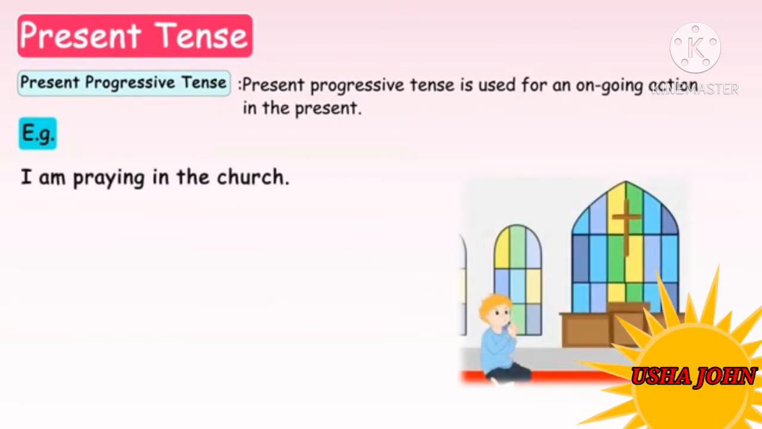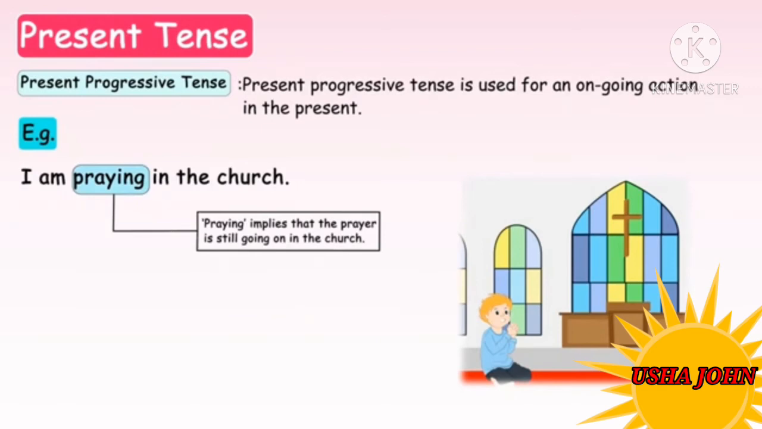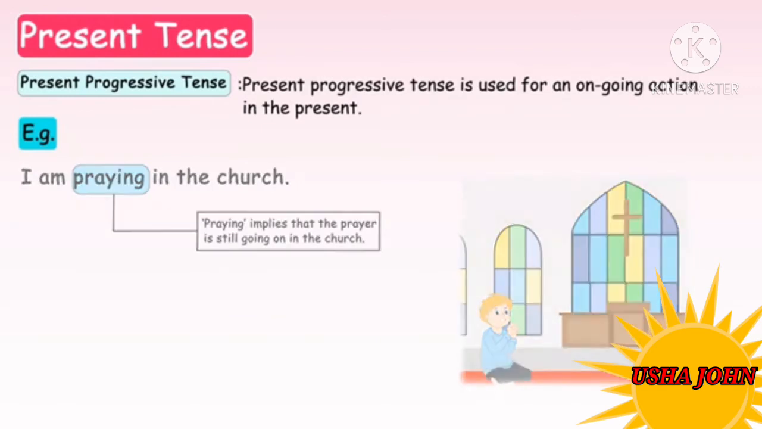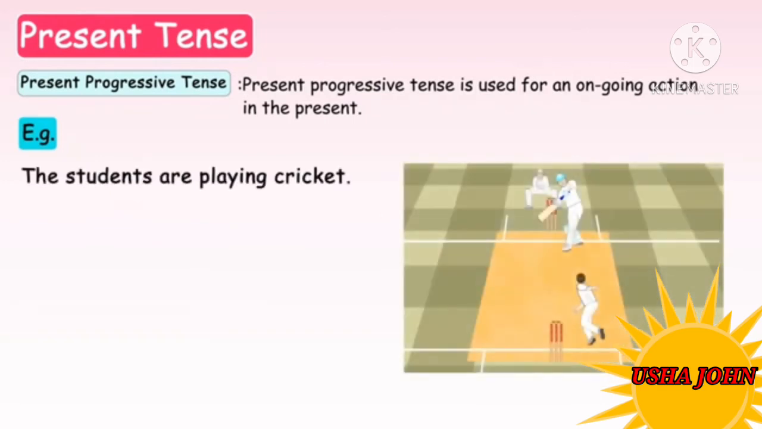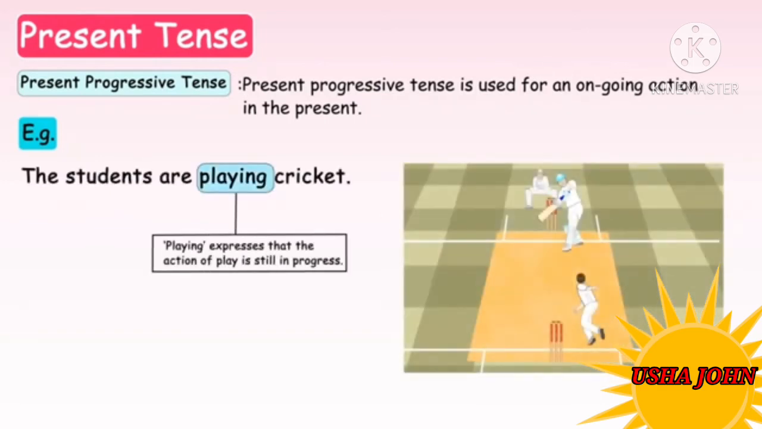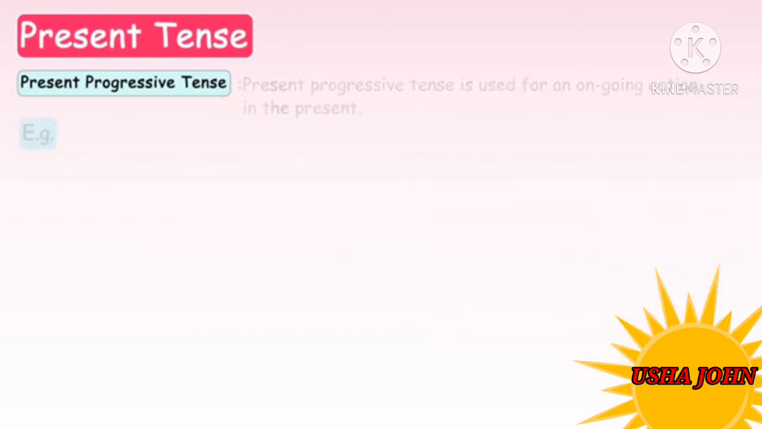I am praying in the church. Praying implies that the prayer is still going on in the church. That action has not ended. They are playing. Playing expresses that the action of play is still in progress.